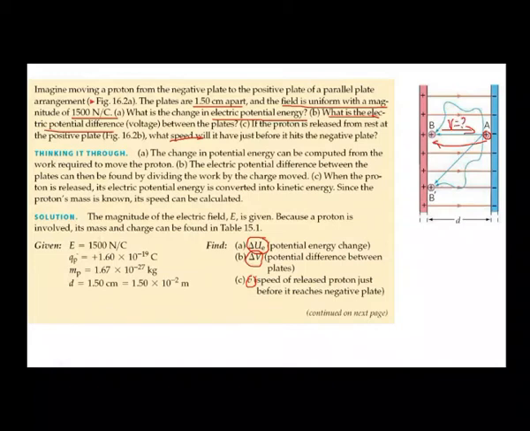So these are our givens. This is our electric field, 1,500 Newton per coulomb. This is the charge of the proton in coulombs, and this is also the mass of the proton in kilograms. And then we have the distance between them, which is 1.5 times 10 to the negative 2 meters now. Since we moved the decimal places, it is now changed to meters instead of centimeters. The standard is it should be in terms of meters.